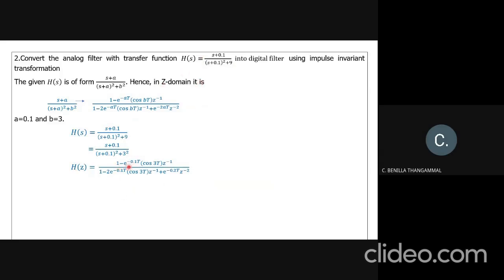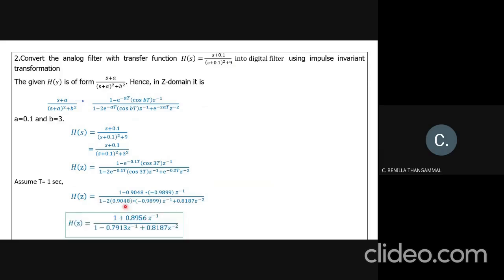Right, so there's (1 minus e power minus 0.1 t cos 3t z inverse) divided by (1 minus 2 e power minus 0.1 t cos 3t z inverse plus e power minus 0.2 t into z power minus 2). So here I have replaced only a and b as 0.1 and 3. Now I am assuming t equal to 1 sec. And then if I substitute the values here, I'll be getting this one. So it's very easy to get your things here, right? So I'll be saying one more problem.